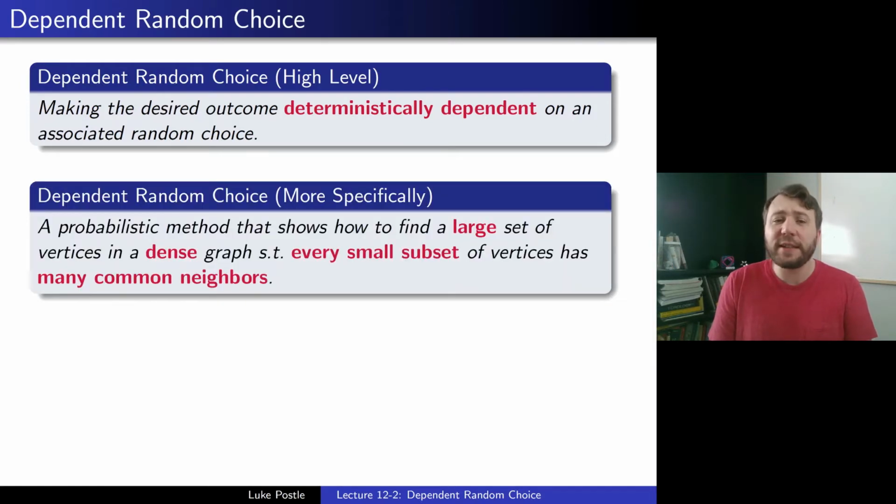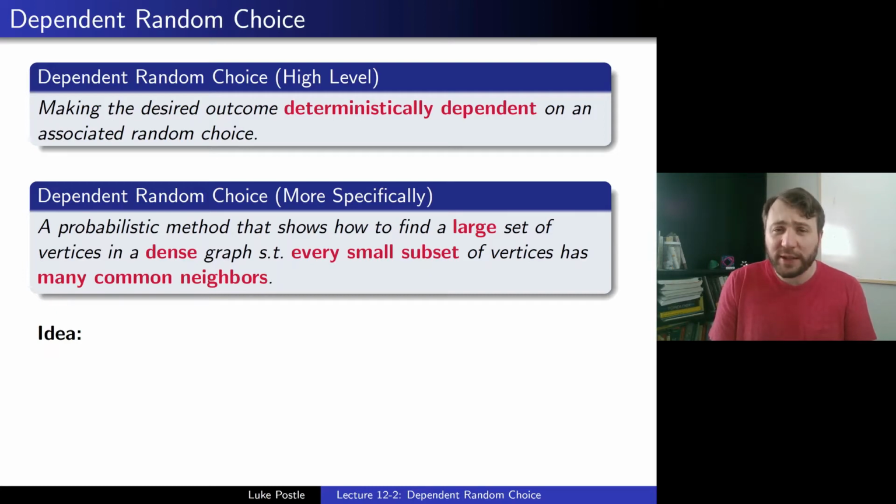More specifically, dependent random choice is a probabilistic method that shows how to find a large set of vertices in a dense graph, such that every small subset of vertices has many common neighbors. So this high-level idea has mostly been applied to this one more specific problem, where we want, in a dense graph, to find a large set of vertices where every small subset has many common neighbors. And how does that tie in with the high-level idea I said above?